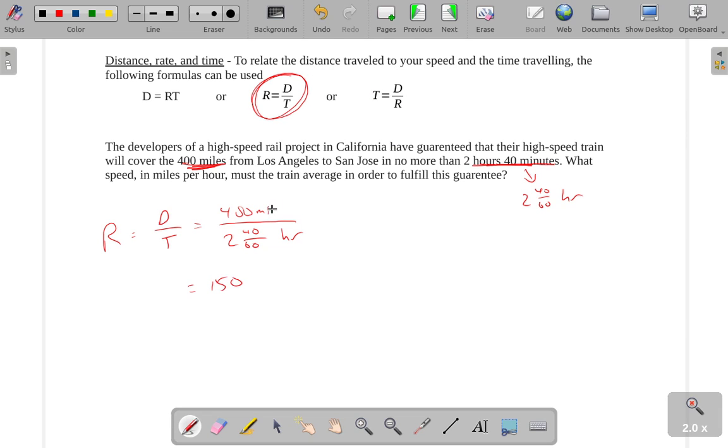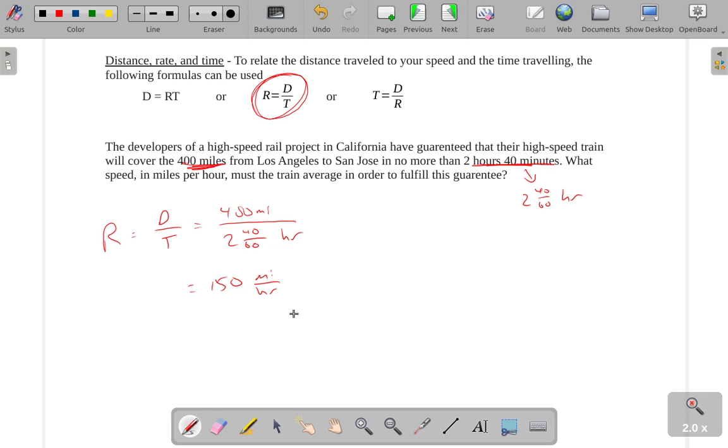And you can see the units actually work out. We end up with miles divided by hours. This is why I wanted to make sure this is in hours, because generally when we're talking about speeds, we talk about miles per hour. At least in the US we do. So we end up with 150 miles per hour.